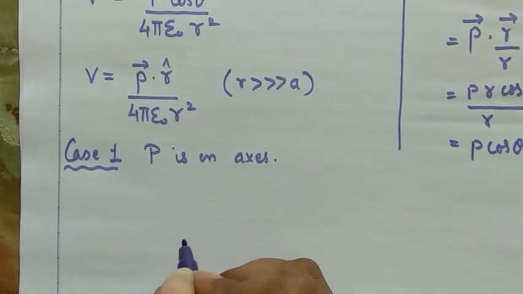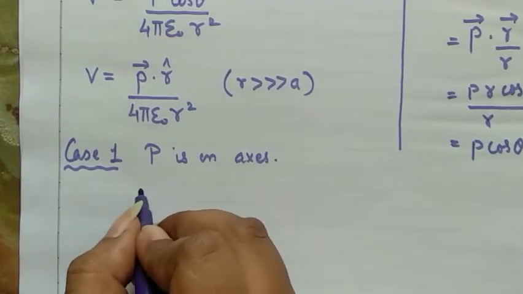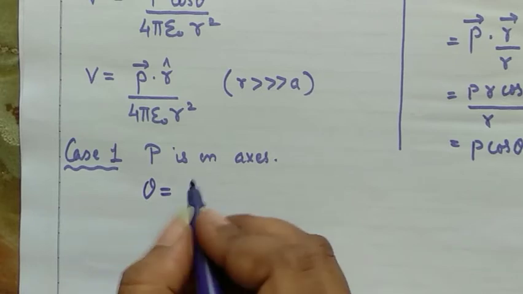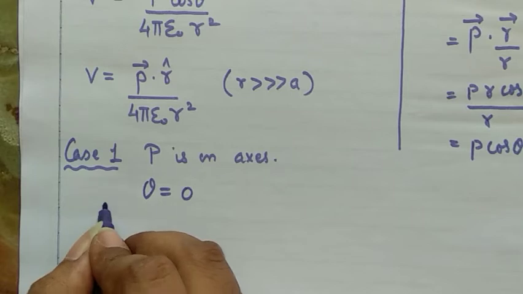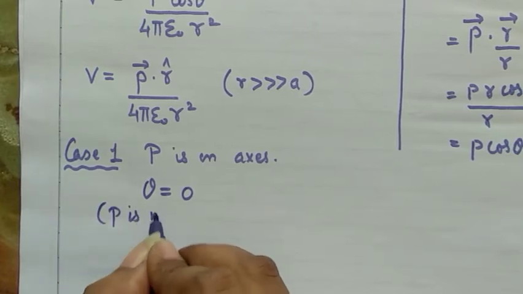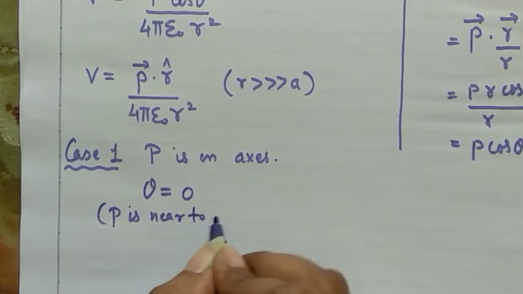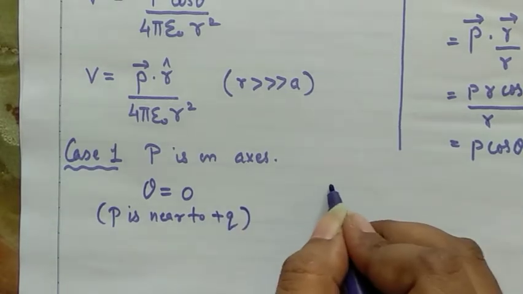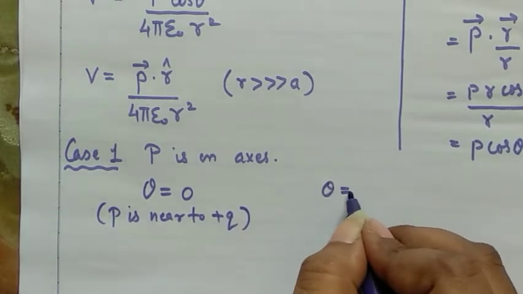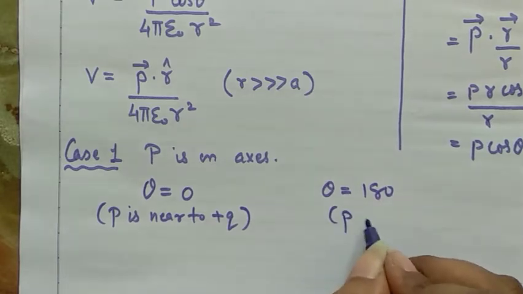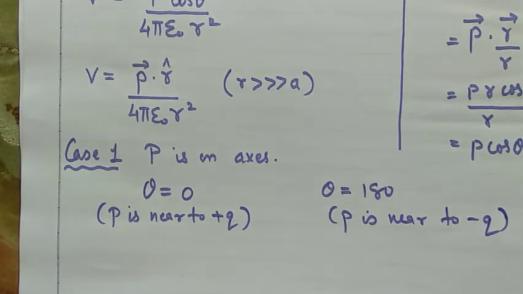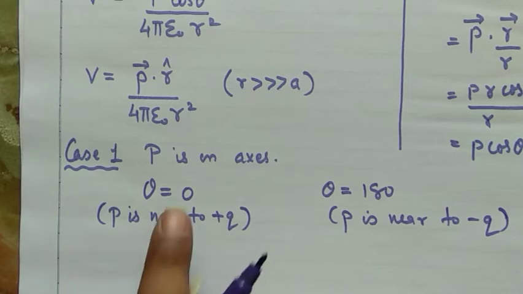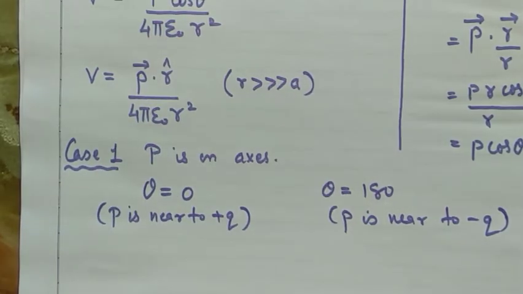So for point P on axis, either our theta can be equal to 0 when this condition will take place, when P is near to positive charge, and we can have our theta as 180 when this takes place, when P is near to negative charge. Okay, now from this equation we'll substitute the value of theta in this equation.